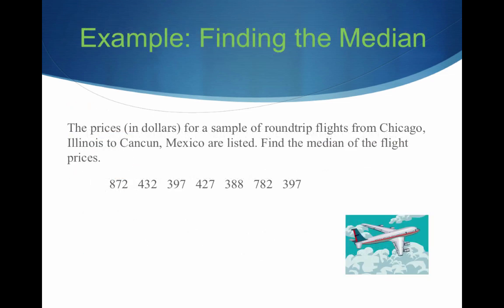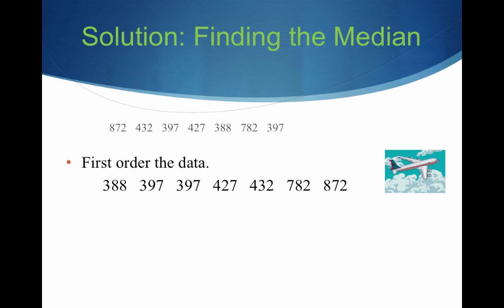All right, so let's do the same for our Chicago to Cancun flight data. Let's find the median. What are we going to do first? The first thing we have to do is order our data. Does it matter if I order from smallest to largest or largest to smallest? No, it just matters that it's ordered, one of the two. So here I've ordered it from smallest, $388, to largest, $872.